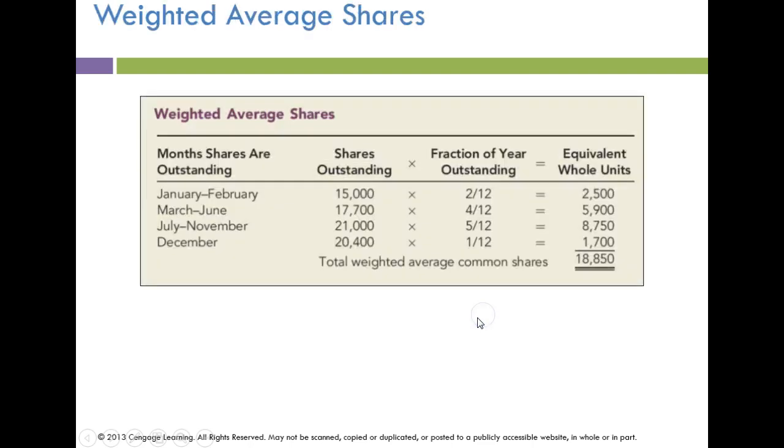So the way you can really do this, you see how in January and February, you had 2 months of 15,000 shares. And then from March through June, we added some shares in March, so we increased our shares. We had those for 4 months. Then in July through November, we added more shares. And then in December, we subtracted some shares. So we weigh them based on how many months we had at a certain level of shares.